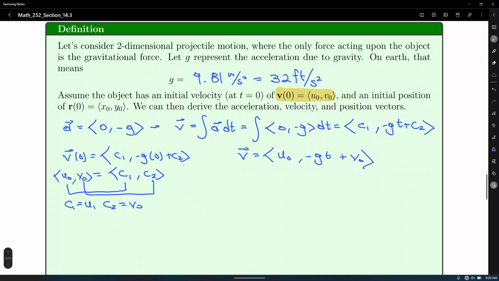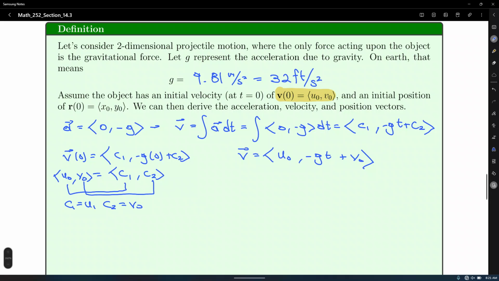At least the y component of this vector value function looks familiar from your physics class, right? So this is where it's coming from. Maybe you were just given those equations. Maybe your physics was a calculus-based physics and you did something like this. If not, well, this is where it's coming from.